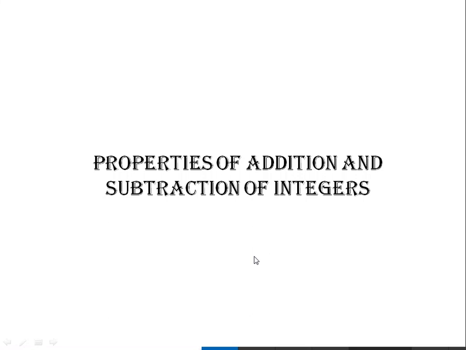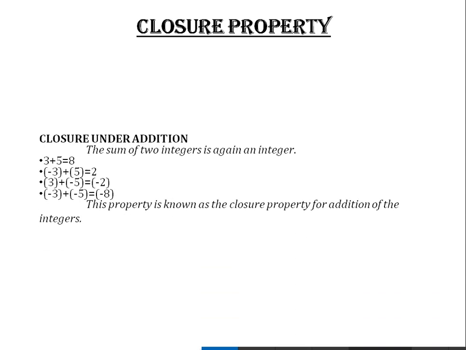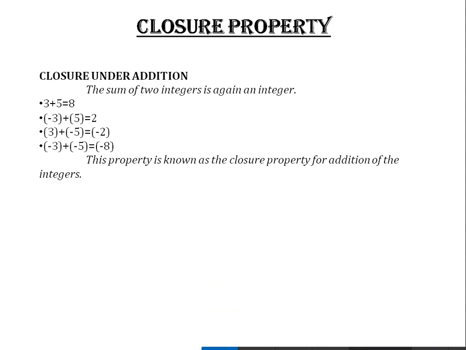Now we will see the first property of integers, that is closure property. Closure under addition. Here you can see the sum of two integers is again an integer. 3 plus 5 is equal to 8. You know 3, 5 and 8 are integers. They are coming on the same number line.